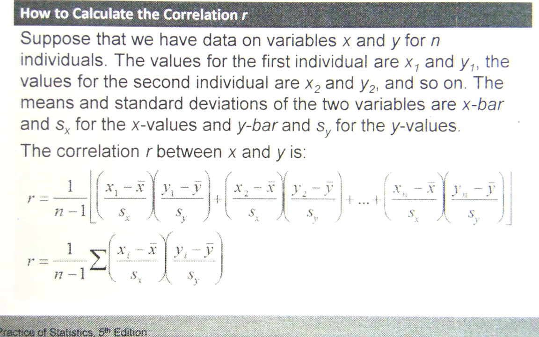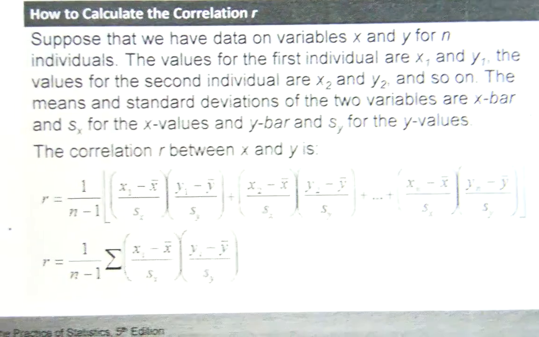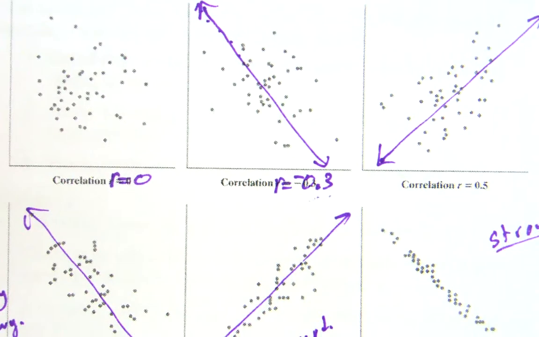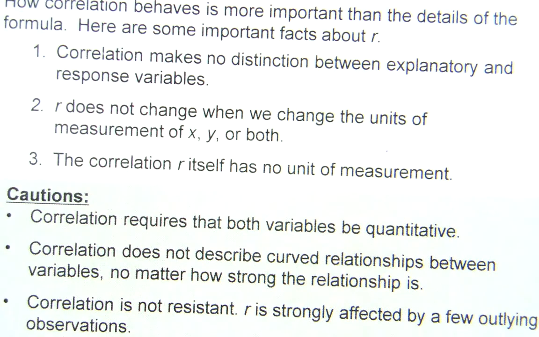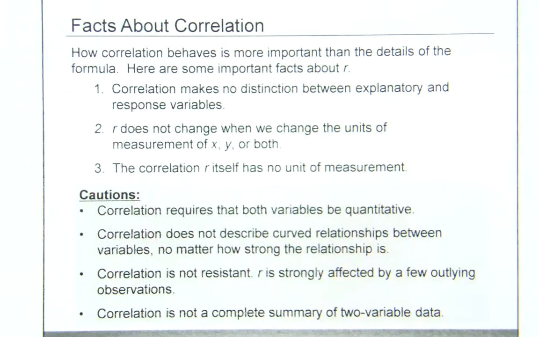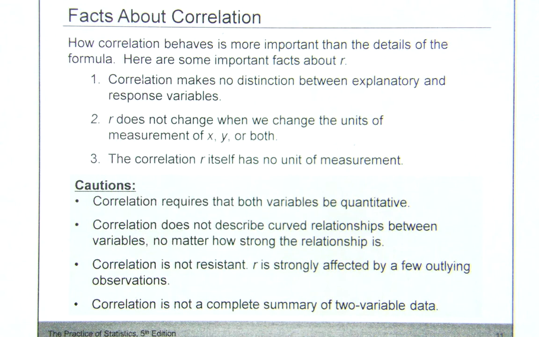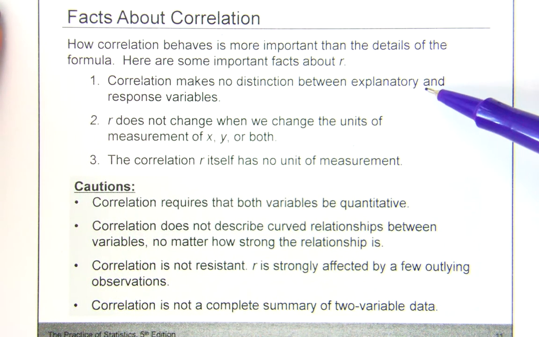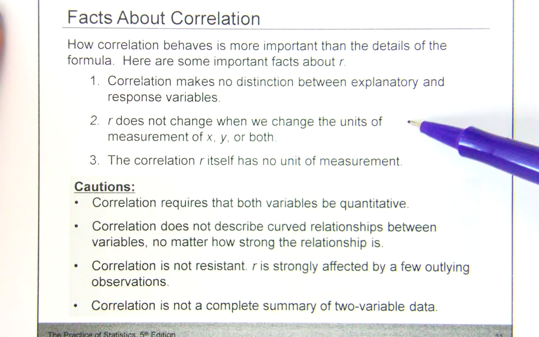You only have to understand how to interpret the R value, which goes back to what we were talking about over here. Now, facts about the correlation. How correlation behaves is more important than the details of the formula. The details of the formula are not that big of a deal. It's what it does that's more important, and how to interpret it. Correlation makes no distinctions between explanatory and response variables.